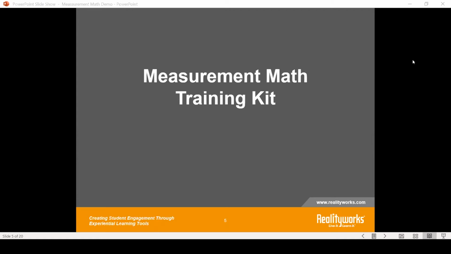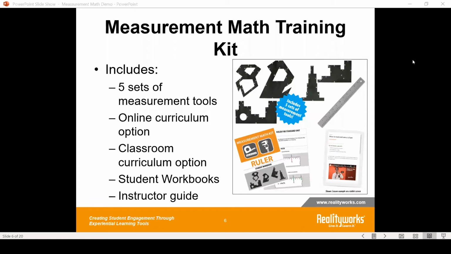Our measurement math training kit consists of really different tools, online curriculum, and in-class curriculum, as well as workbooks and instructor guides. So it consists of 5 sets of our measurement tools. Those measurement tools are used for students to be able to understand and learn the ins and outs of basic measuring using both a tape measure or a ruler, and then also a caliper.